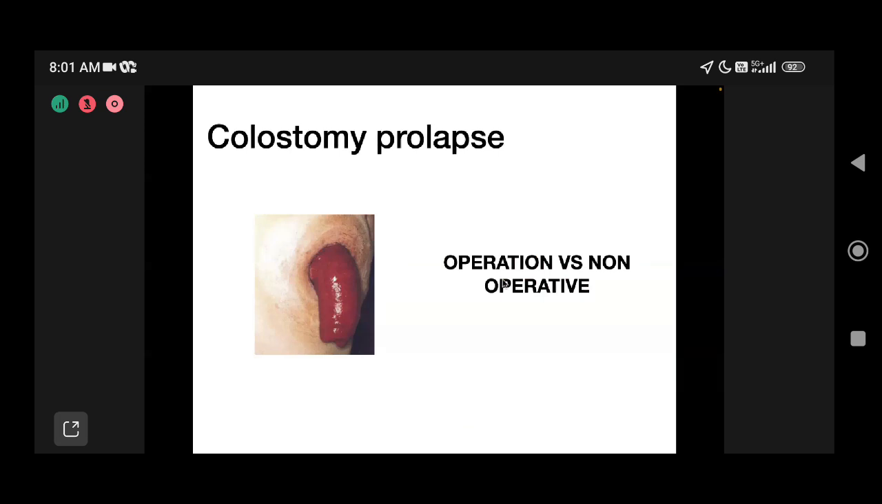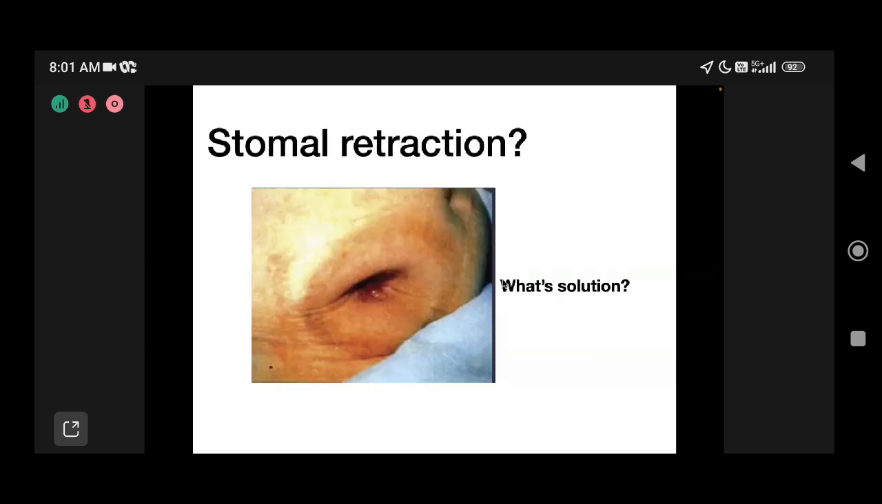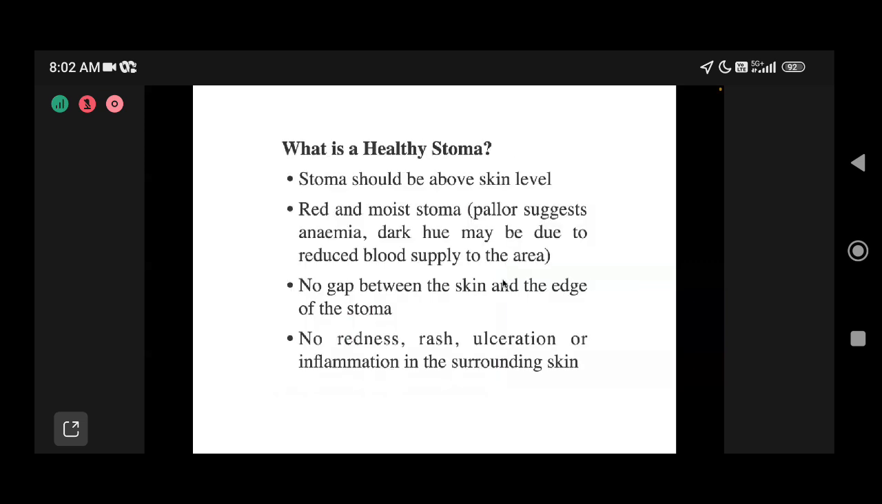Then also, whenever we come across an emergency procedure where the bowel is dilated, you divert it, and then you find that after 1 or 2 months the patient develops something called a prolapse. So this always happens in an emergency condition. The colostomy prolapse is one of the things. Sometimes we also notice stomal retraction, which is very difficult to tackle, but that's why we should always take a measure, especially in an obese individual.